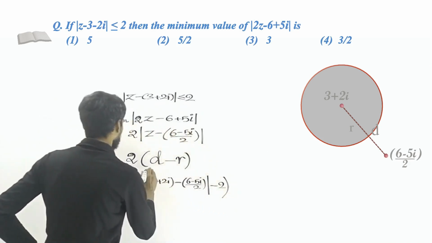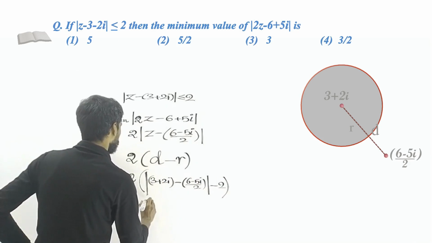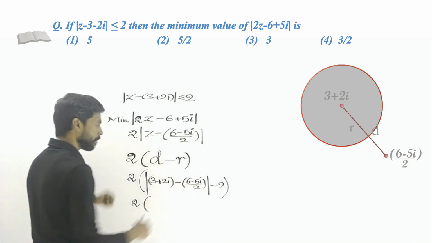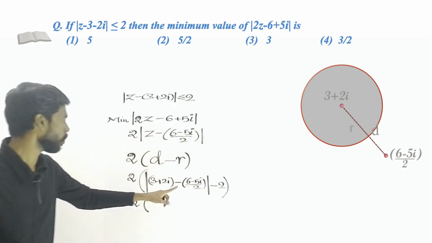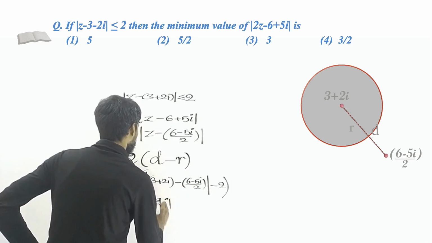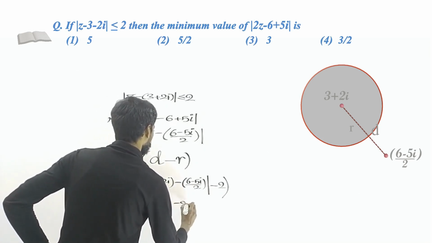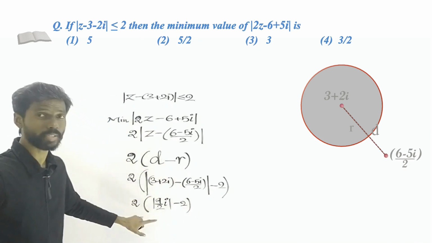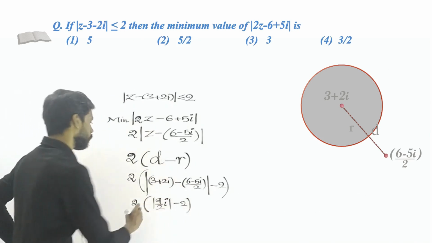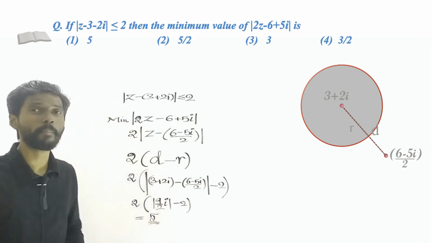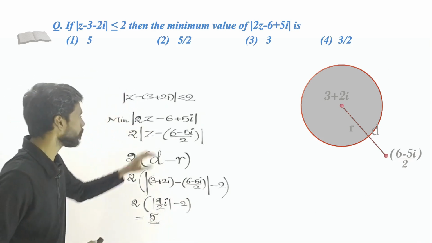So this is 2 multiplied by, 3 minus 3 gets cancelled, 2i minus 2i plus 5 by 2. Okay, so that is 4 plus 9 by 2 i. So it is simply modulus of 9 by 2 i minus 2. That will give you the answer. This is 9 by 2, so this is 9 minus 4, that is 5. So 5 is the answer. 5 is the minimum distance. Alright, that's all. See, simple geometry, right?